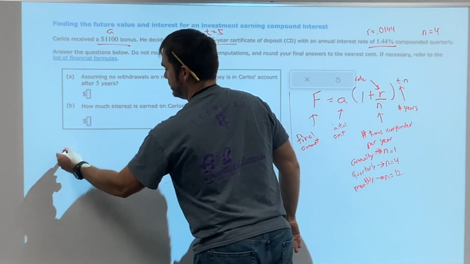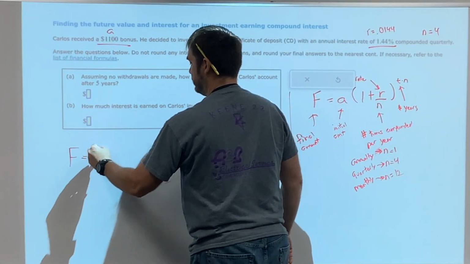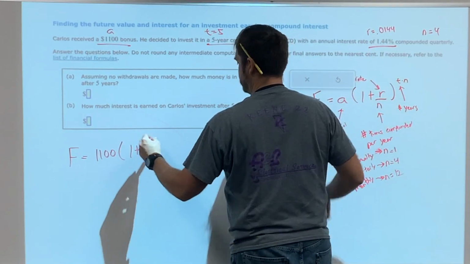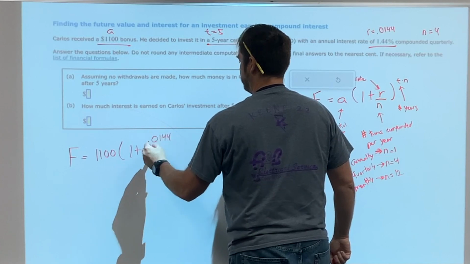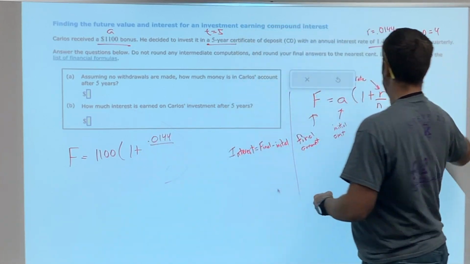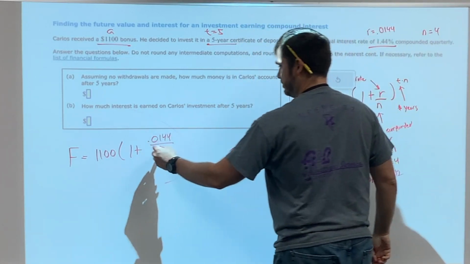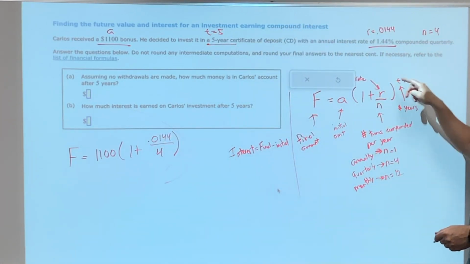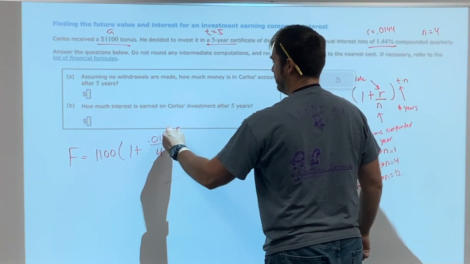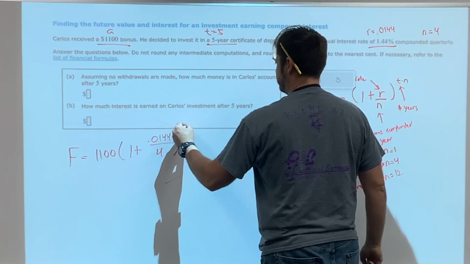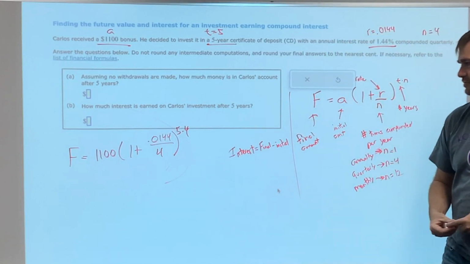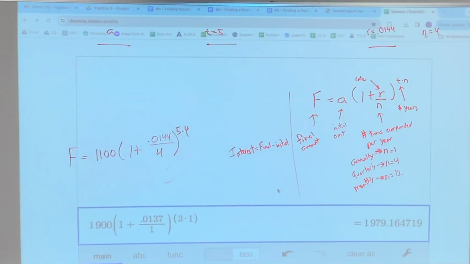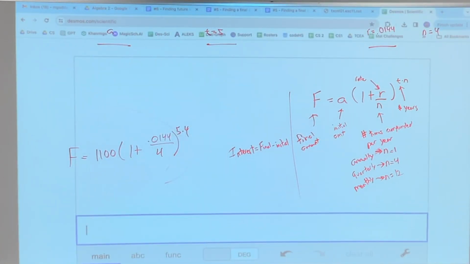We would again just put the formula. Final amount is equal to the initial amount times 1 plus the rate, 0.0144, divided by N, which is 4, and then to the power of T times N. T, which is 5, N here, which is 4. That's it. You just plug it into the formula. And now we'll slide over to Desmos and put that in.